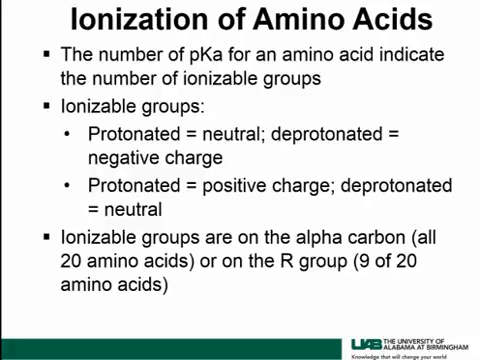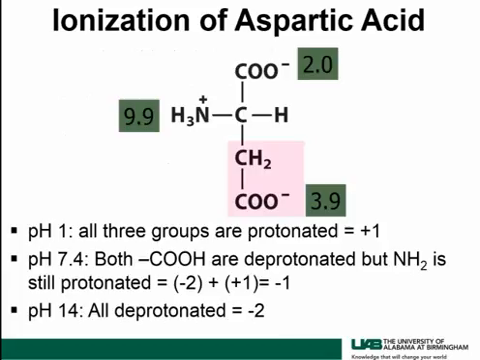Ionizable groups are either on the alpha carbon for all the 20 amino acids, that is the alpha carboxyl and alpha amino group, or they are on the R group, that is true for 9 out of the 20 amino acids. So 9 of these amino acids have ionizable groups on the R group, whereas the rest of them do not. We can calculate ionization of amino acid based on their pKa. All right, let's look at the example that is given here for aspartic acid.